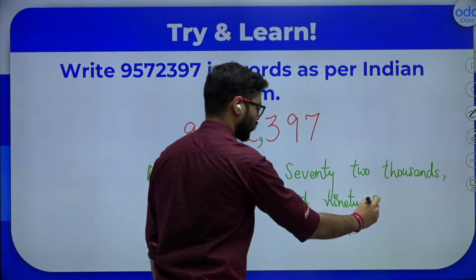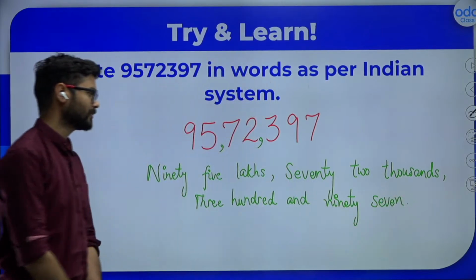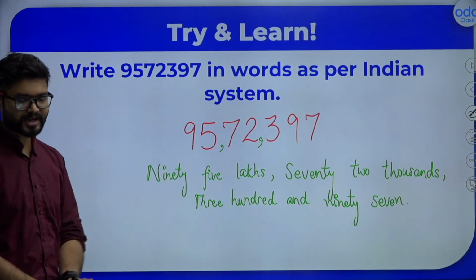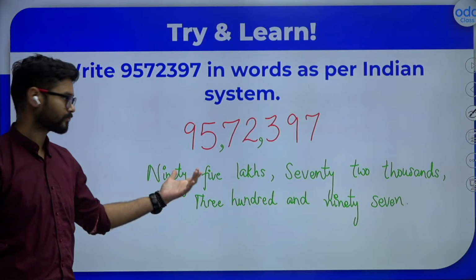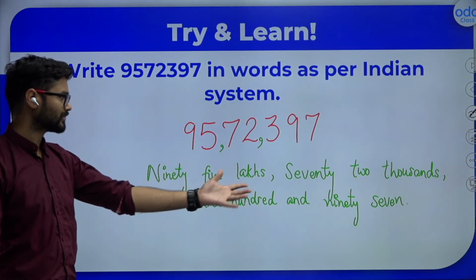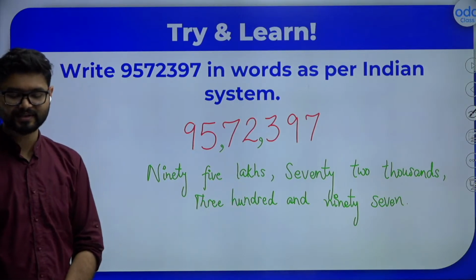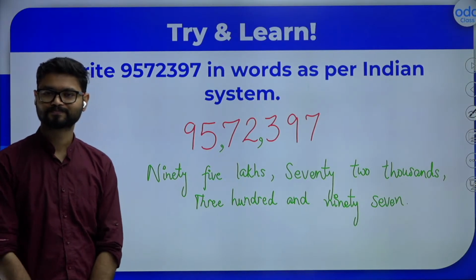Wasn't this easy peasy only? You simply have to put the commas in the places first. So 95 lakhs, 72 thousands, 397. That is the way how we can do this.